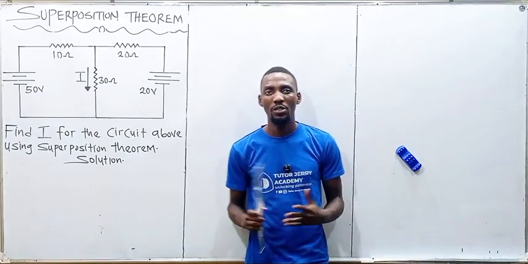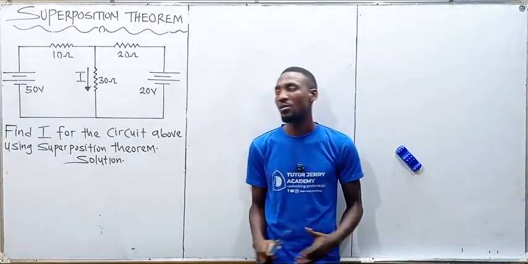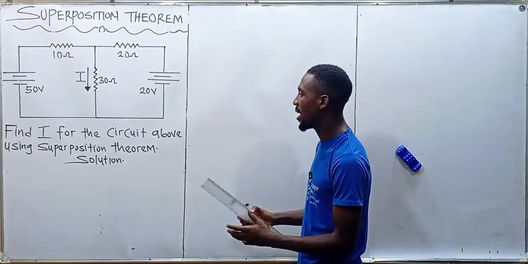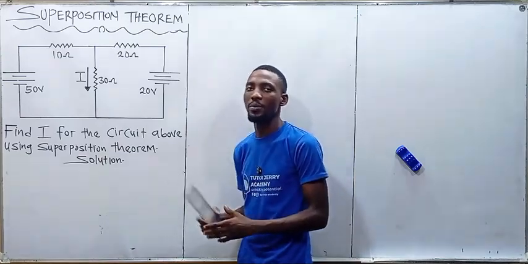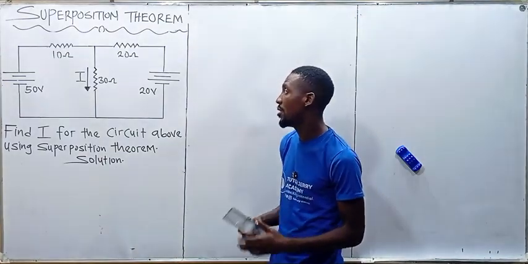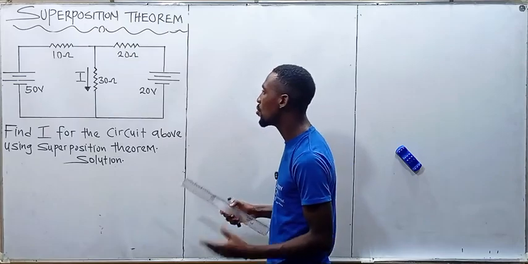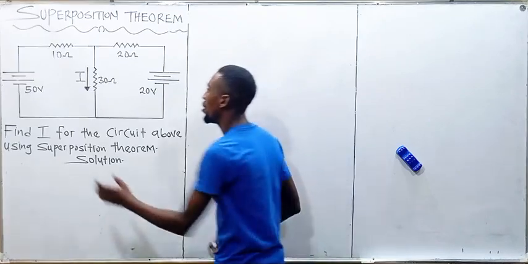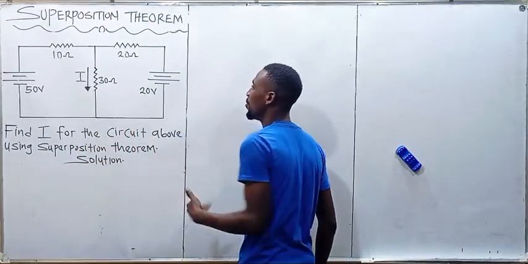Alright, we are going to be solving the question above on superposition theorem. The question says we should find I, that is the current I, for the circuit above using superposition theorem. As you can see, we have two sources, and both sources are voltage sources. We have a 50 volt and a 20 volt voltage source.